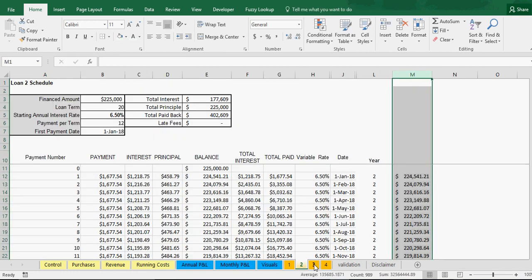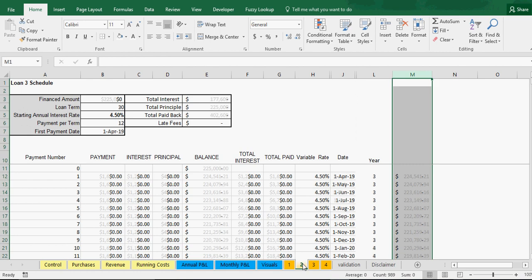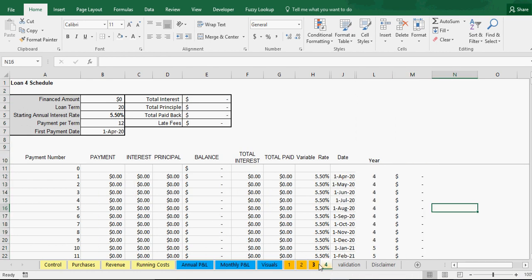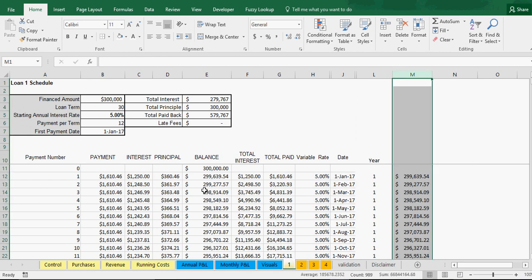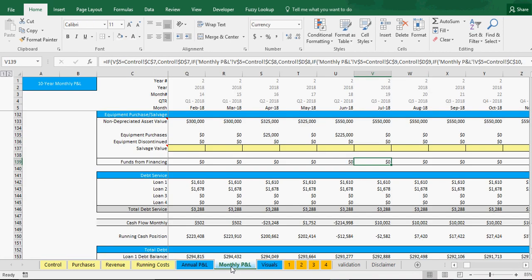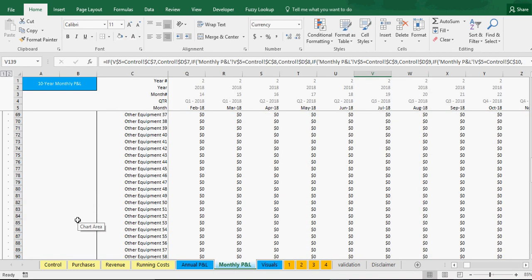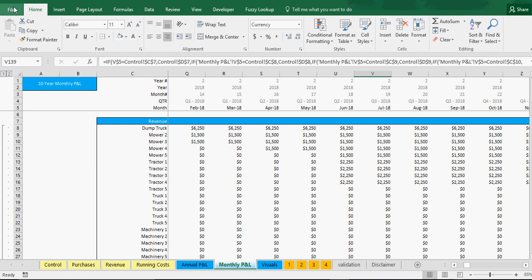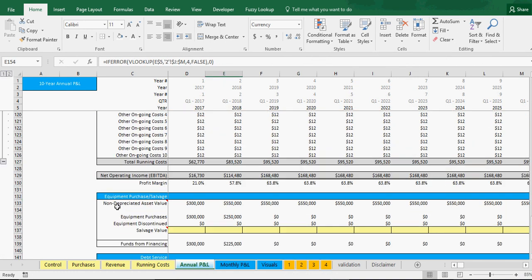You see 1, 2, 3, and 4. These tabs all just have the amortization schedule for all 4 loans. Let's see the visuals monthly. Make sure this is at the top and expanded. I think we're about there.